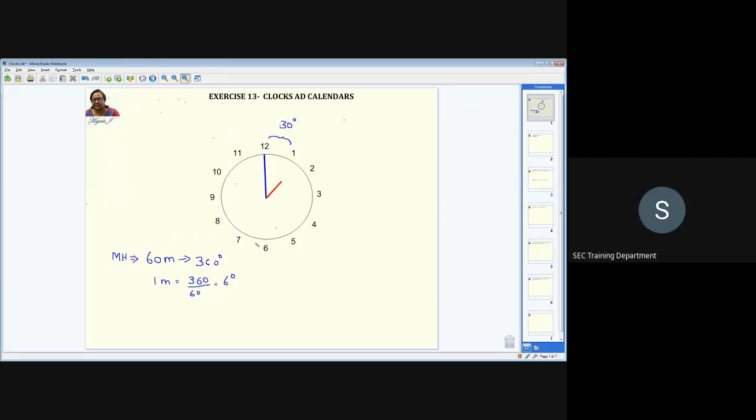Or else you can also say this entire dial, you have 12 divisions here, right? So 12 divisions is 360 degrees. There are 12 divisions, so one division is how much? One division will be 30 degrees. So every one division is going to cover 30 degrees. So 1 to 2, what is the angle formed there? 30 degrees, and so on. So in terms of the minutes hand, every 1 minute it is going to cover 6 degrees, right?